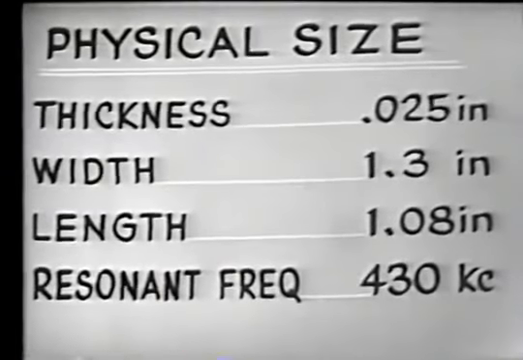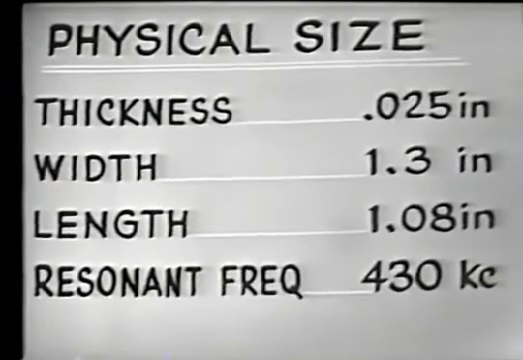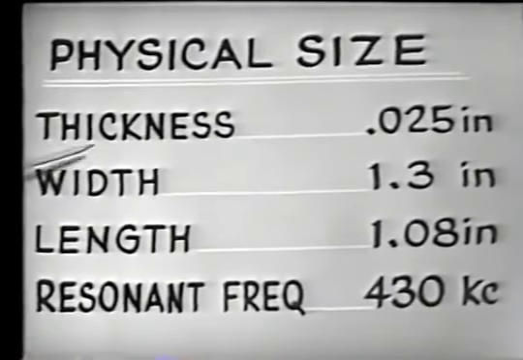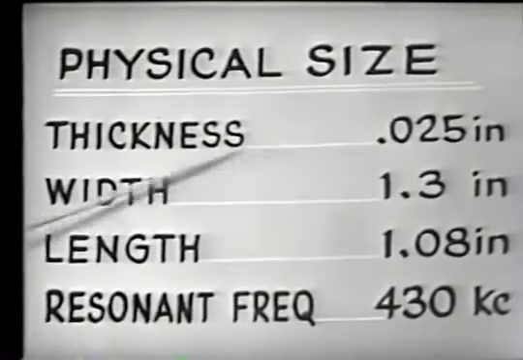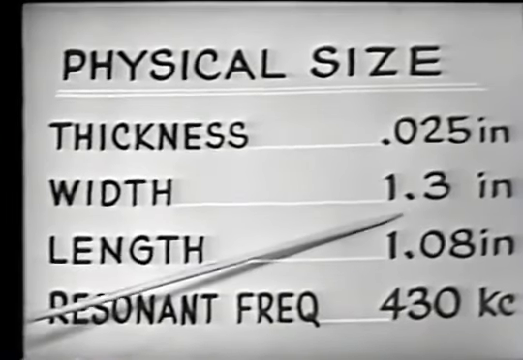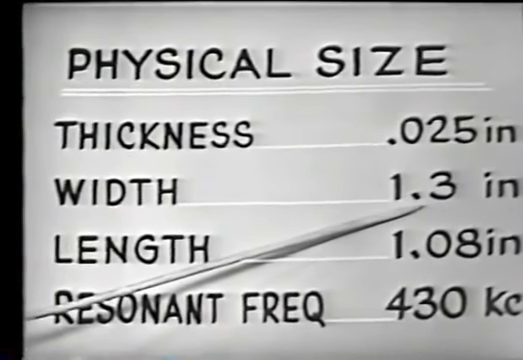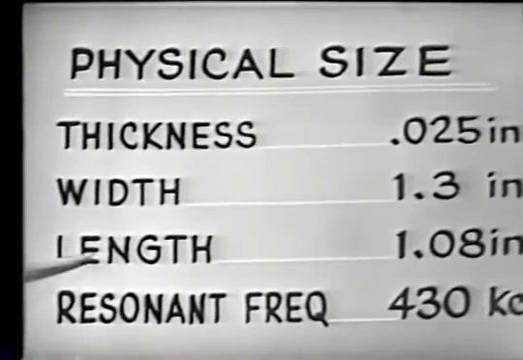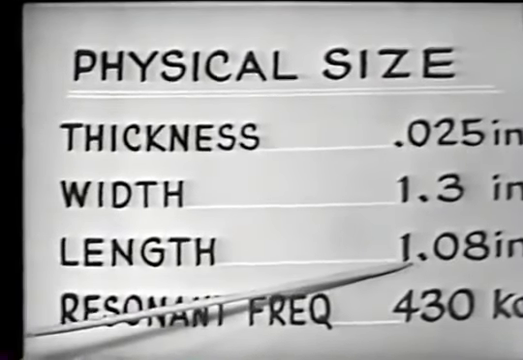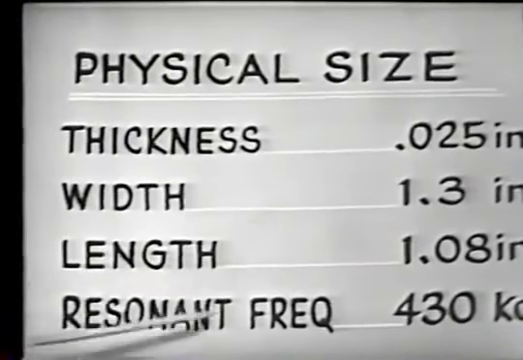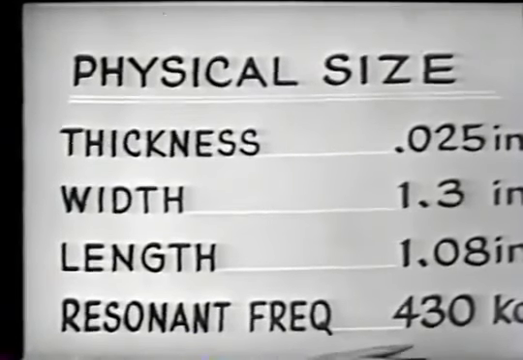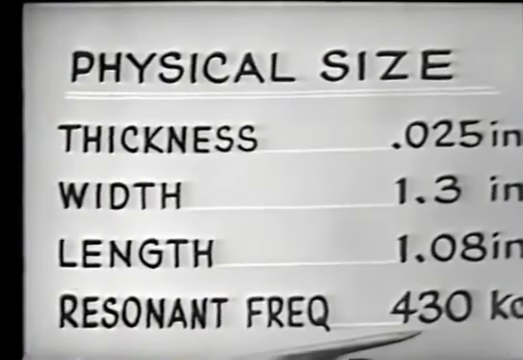Now, let's look at some of the values, both physical and electrical, of a typical crystal. Physical size, a typical crystal would have a thickness of about 0.025 inches. The width would be about 1.3 inches. The length would be 1.08 inches. And with these physical characteristics, the resonant frequency, or the fundamental frequency, would be 430 kilocycles.